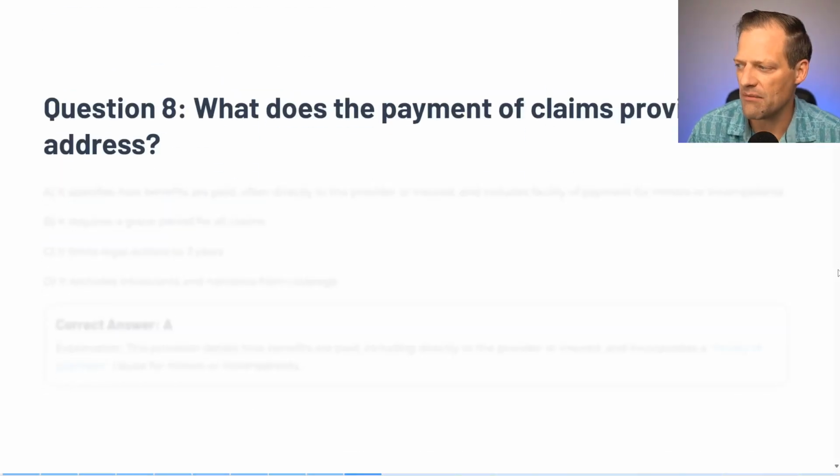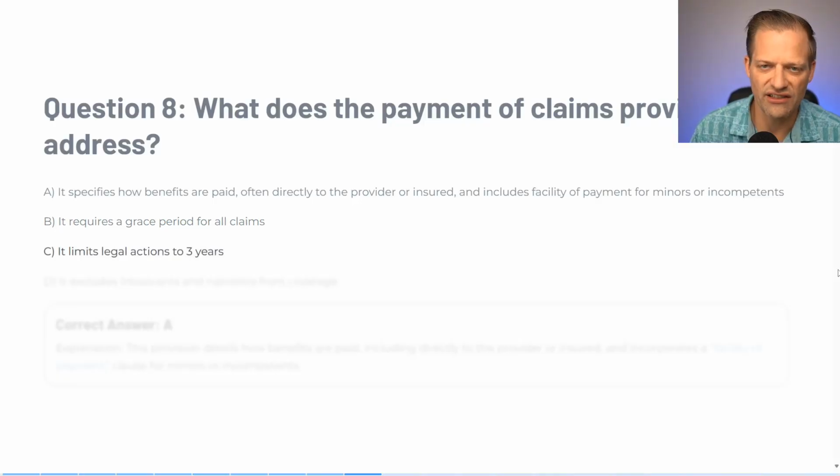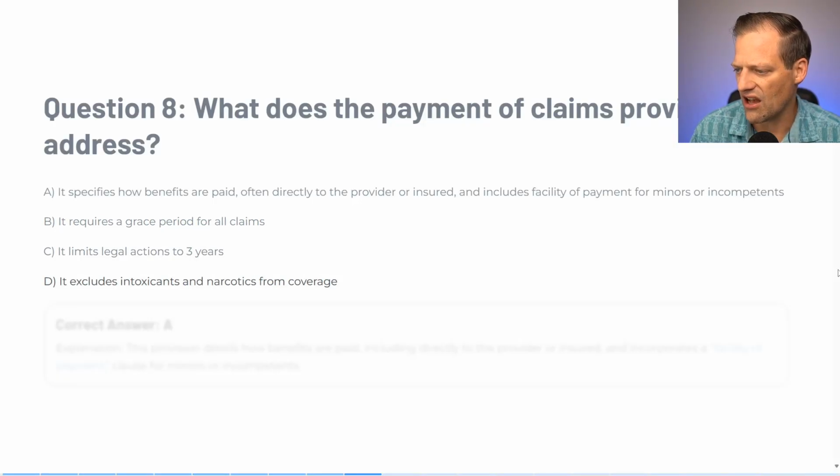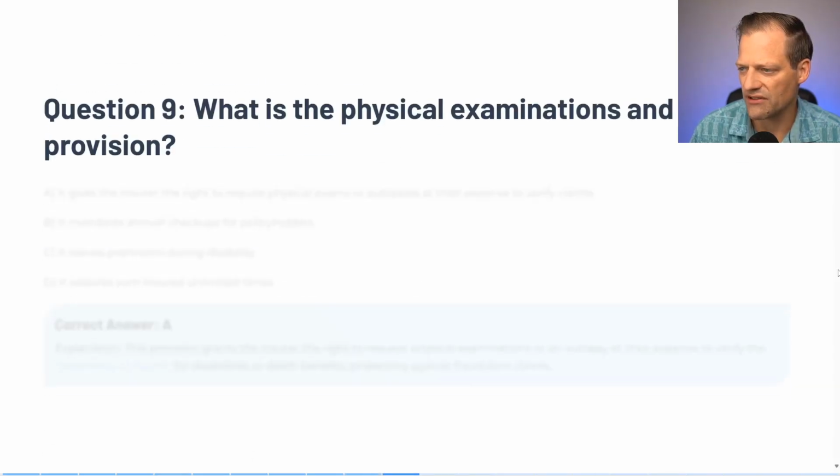Question 8, what does the payment of claims provision address? A, it specifies how benefits are paid, often directly to the provider or insured, and includes facility of payment for minors or incompetence. B, it requires a grace period for all claims. C, it limits legal actions to 3 years. Or D, it excludes intoxicants and narcotics from coverage. The answer is A. The explanation is the provision details how benefits are paid, including directly to provider or insured, and incorporates a facility of payment clause for minors or incompetence.